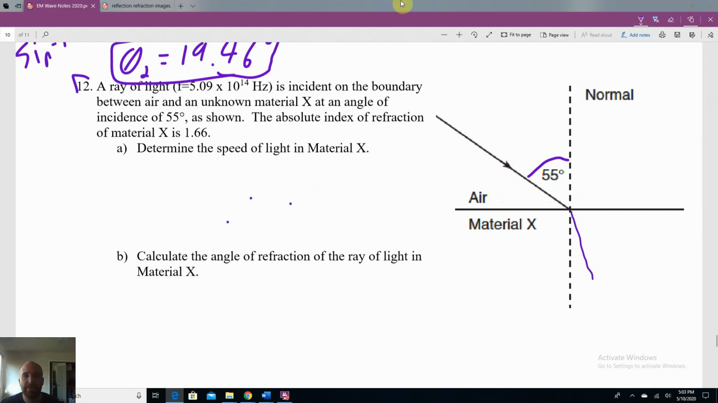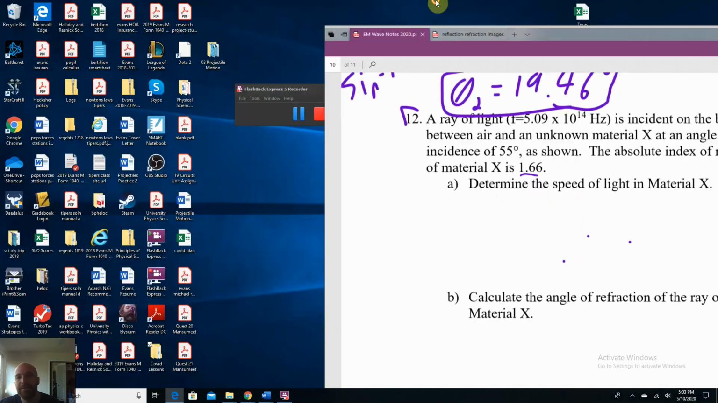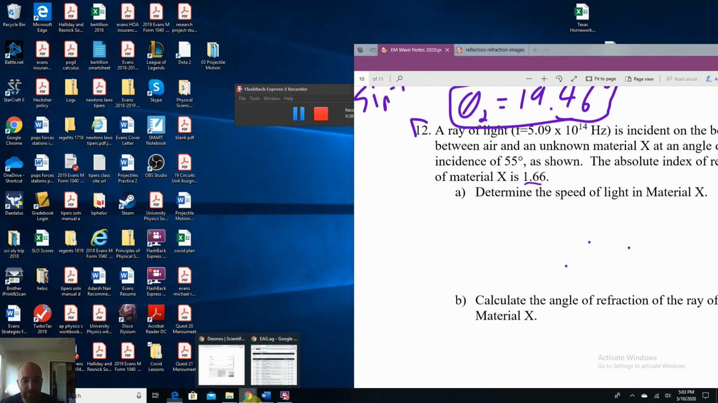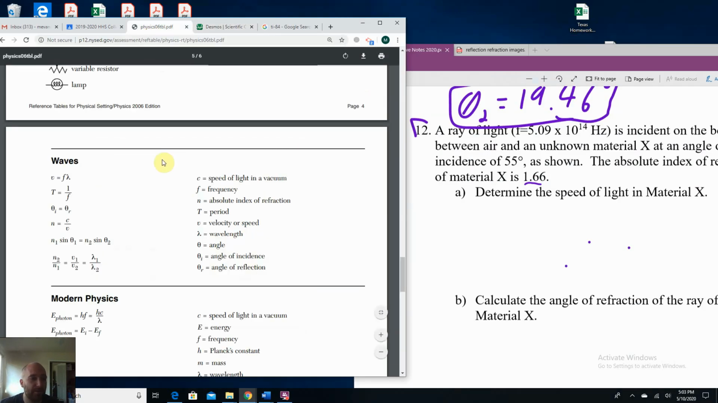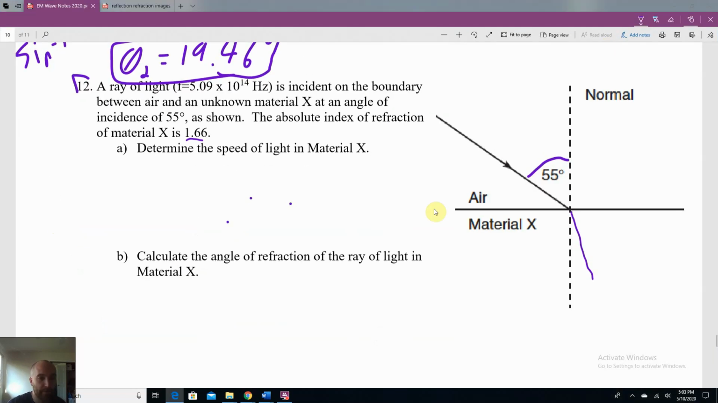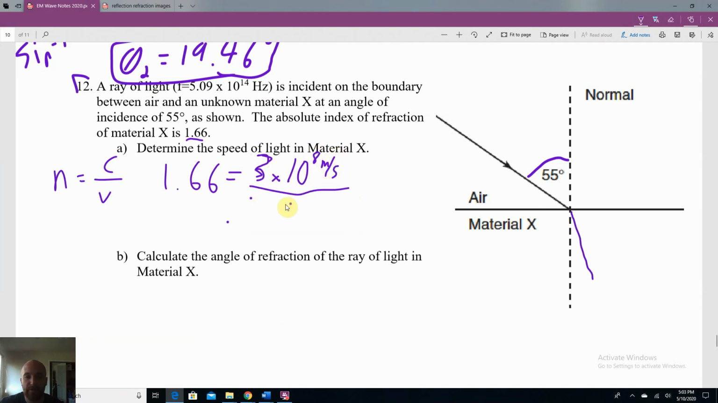Let's see what we can do. We want the speed of light in material x. That's a v, right? Speed. We know the index of this material, so this one isn't going to be the Snell's law equation we were just doing. If we're talking about speed of light, this is the equation for the speed of light in different materials, n equals c over v, from one of the previous videos. So n equals c over v. That index is 1.66 for n. c is always 3 times 10 to the 8th meters per second, over v, which is what we're solving for.